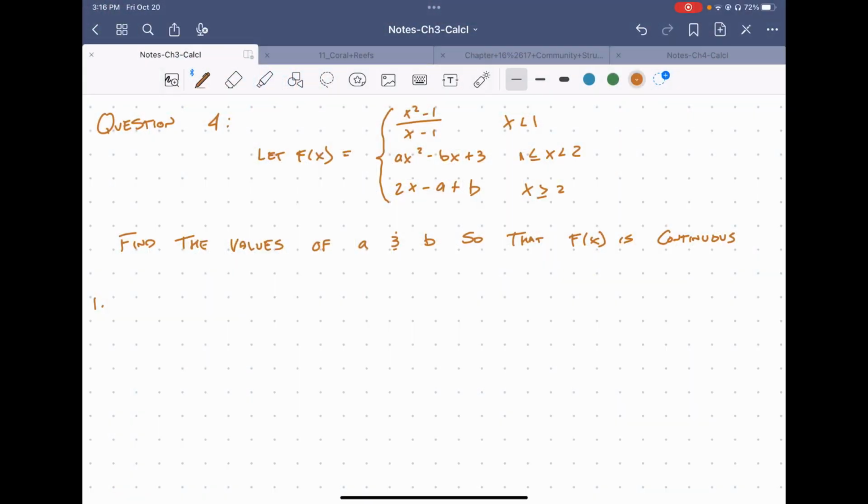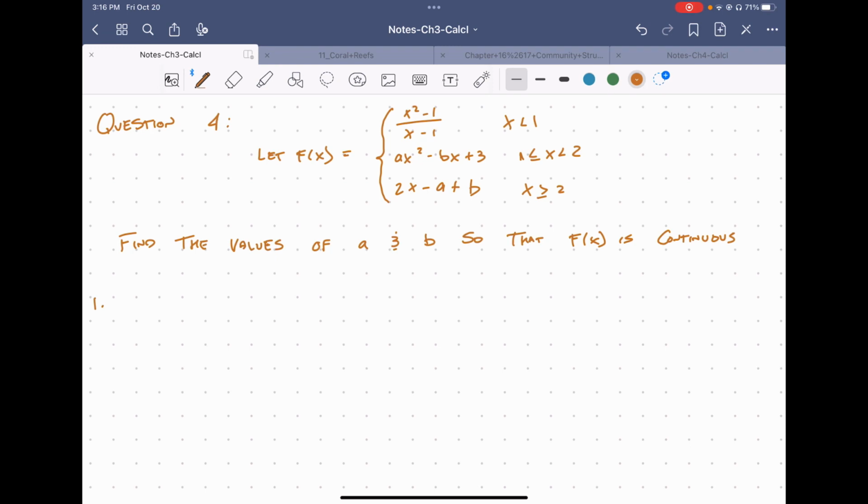Hi, so today we're going to be doing another problem, question number 4. This problem wants us to find the values of a and b so that f of x is continuous. This problem has a few steps, so we're going to take this pretty slowly.